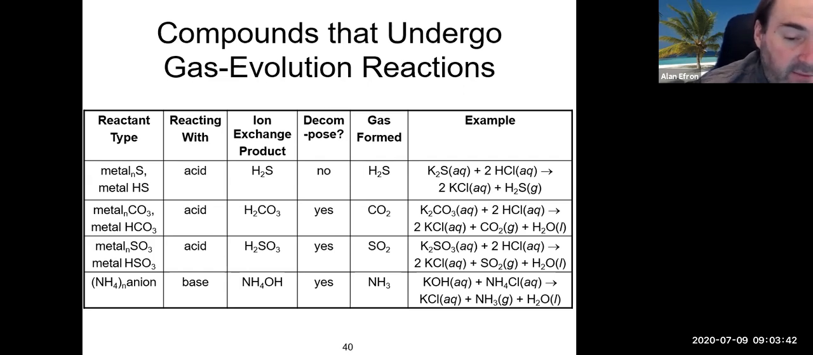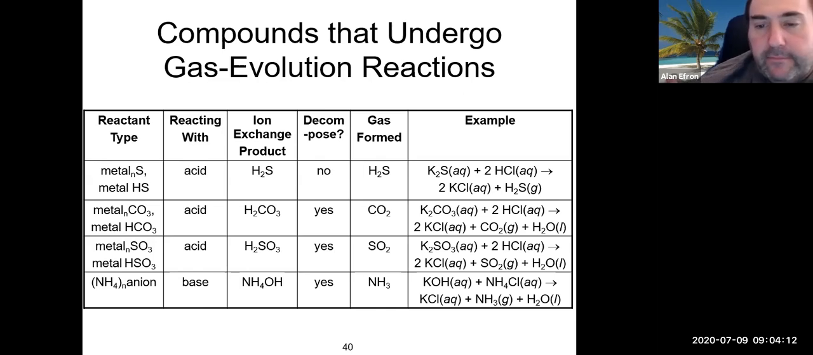And if you have something with ammonium in it and react it with a base, it will basically produce ammonium hydroxide, which ultimately will produce ammonia through a decomposition reaction. So this is a nice table. It summarizes some of the big gas-producing reactions. Again, these are double displacement reactions that are producing gases either directly or indirectly.